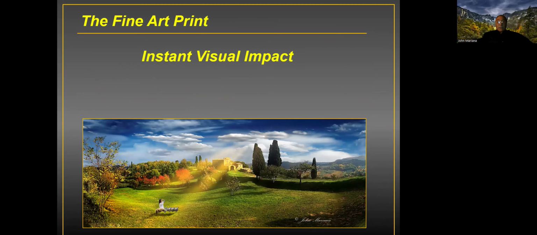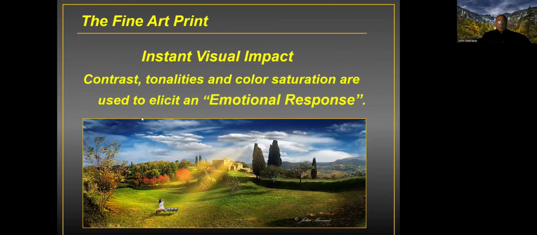The instant visual impact. When an image is first seen, that instant impact is so important. And the aspects of that image that are so important, you see the contrast levels, the highlights, the shadows, tonalities, saturation. You want to elicit an emotional response to the image. So an instant impact and elicit an emotion. And you do that by telling a story. So the first three things: instant impact, elicit an emotion, and tell a story.